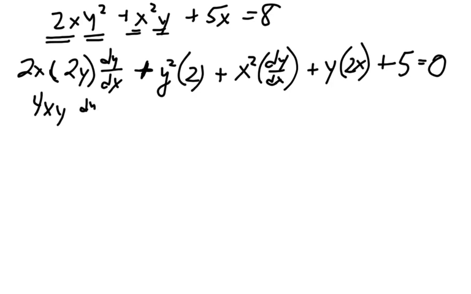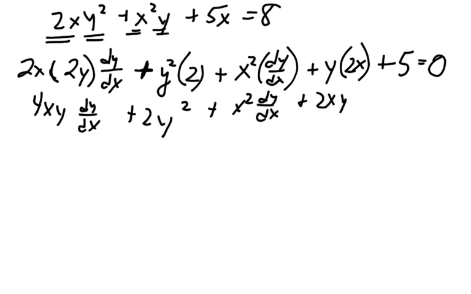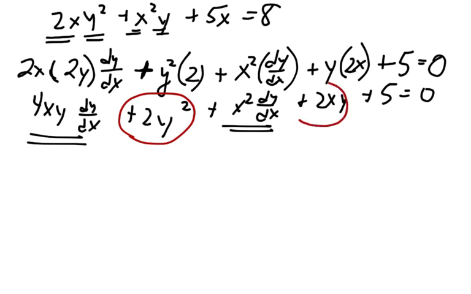4xy dy/dx plus 2y squared plus x squared dy/dx plus 2xy plus 5 equals 0. Now, we want to get everything with a dy/dx on this side and move everything else over to the opposite side, which means the sign will change. We're going to subtract these from both sides of the equation.